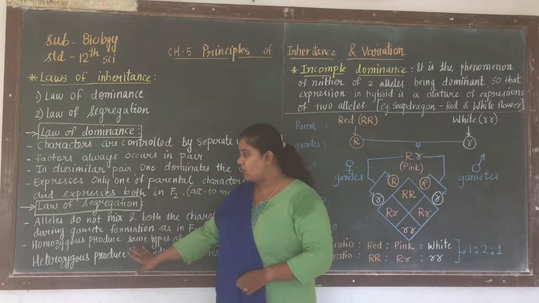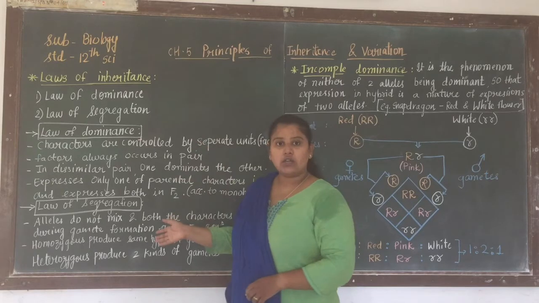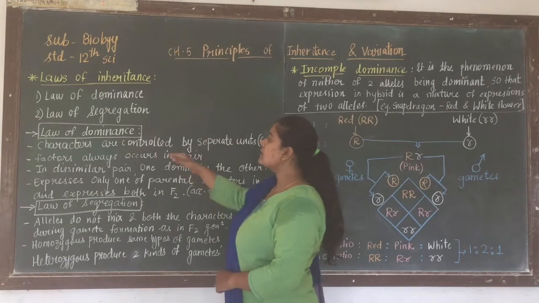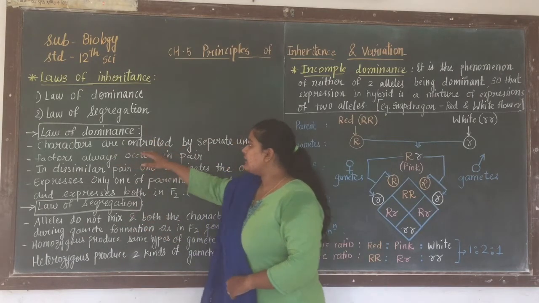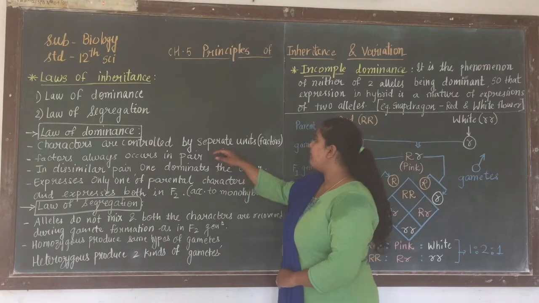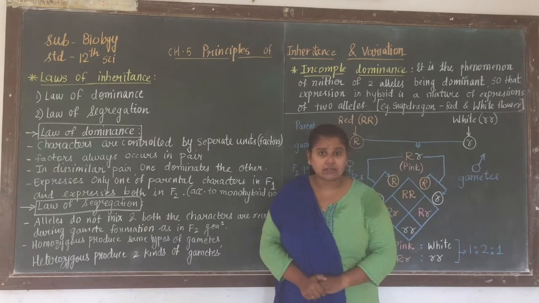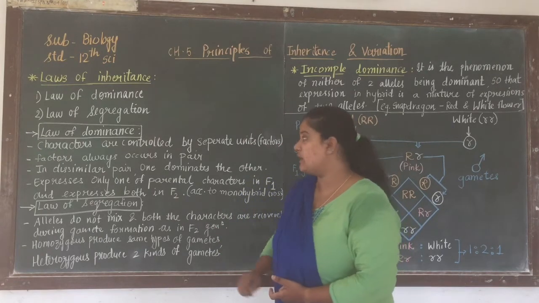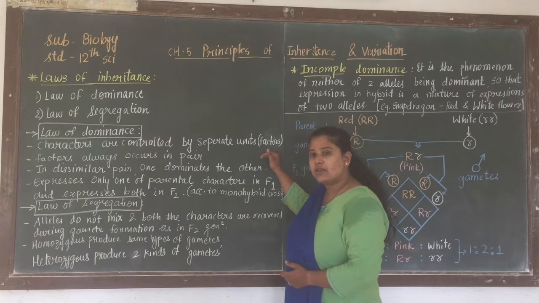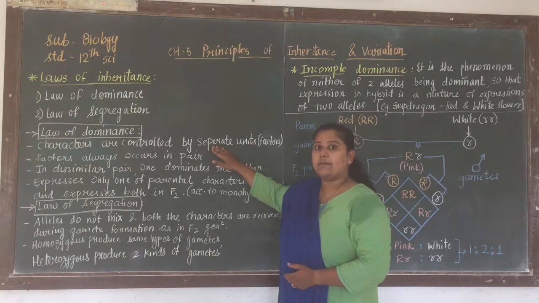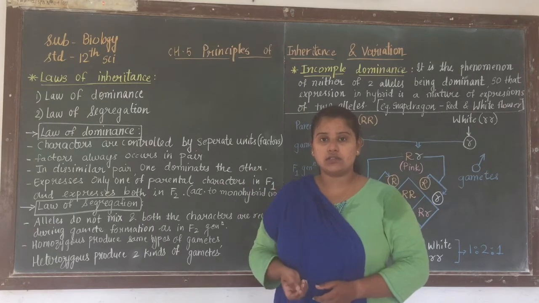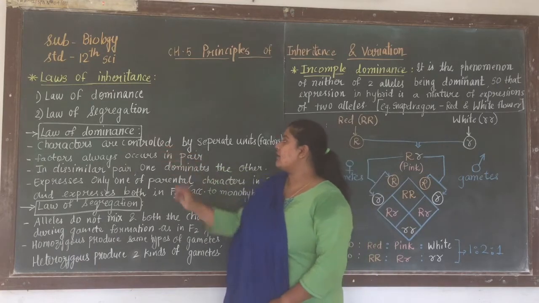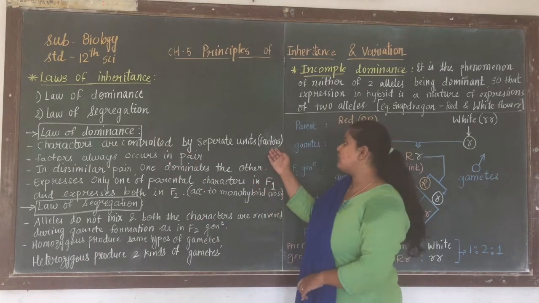I have written a few four points here, so you can note them down so that you can easily understand it well. First is the law of dominance. The characters are controlled by separate units and those are said to be factors, right? For each and every character, several factors are present, and those factors are said to be separate units. In your books, the word discrete is used, and that means separate. So the characters are controlled by separate units, and those are said to be factors.